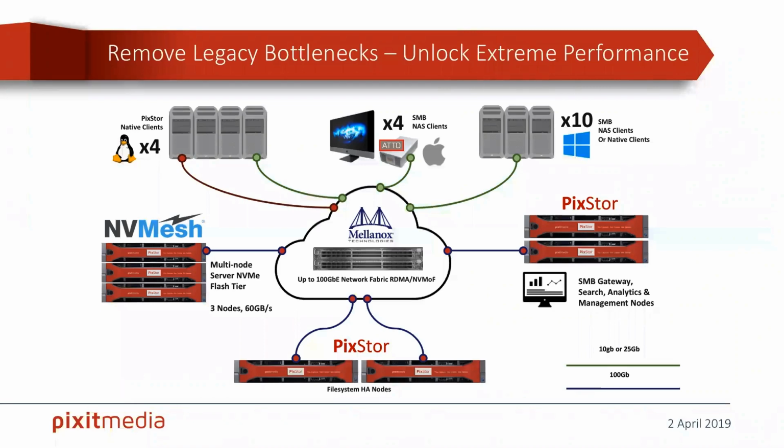So in this architecture, you're going to see there's PixStor servers at the bottom layer. They manage the POSIX compliant namespace so that everybody is able to perform their reads and writes in collaboration together through the Mellanox network. They are able to access the NVMesh layer. For those Linux clients, they get native access to the NVMesh storage layer managed by PixStor. For Windows and Mac clients, they're going to be coming in through protocols, but they are able to access that through our SMB gateways that also support search and analytics and manage the namespace of PixStor through the Mellanox fabric.